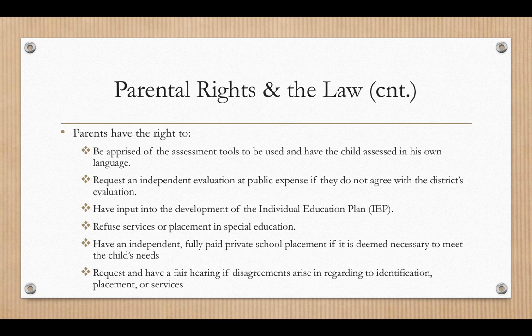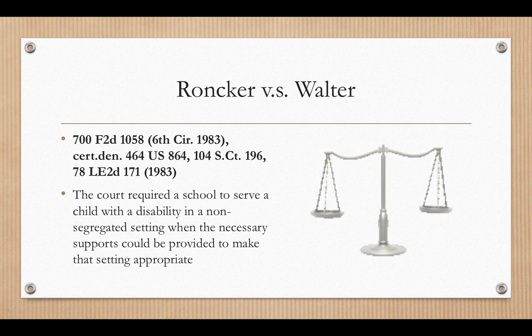They also must be apprised of the assessment tools that are being used, and those tools have to be in the child's own language. They can request an independent evaluation at the public's expense if they do not agree with the district's evaluation, have input into the development of the individual education plan, IEP, refuse services or placement in special education, have an independent, fully paid private school placement if it's deemed necessary, and then request and have a fair hearing if disagreements arise regarding identification, placement, or services.